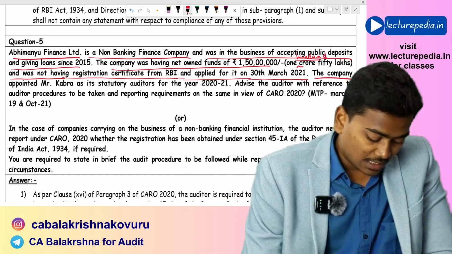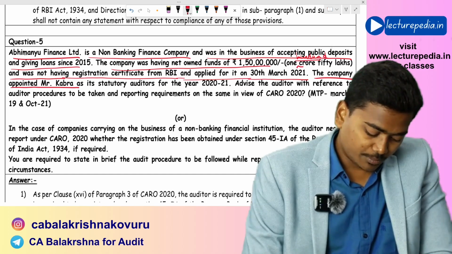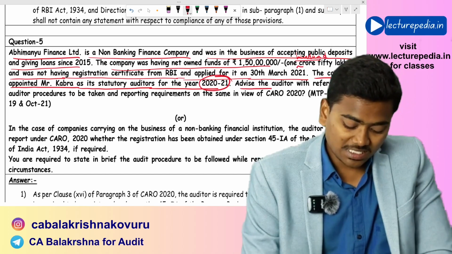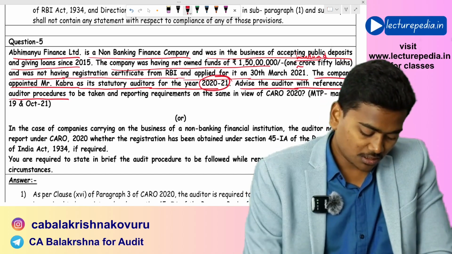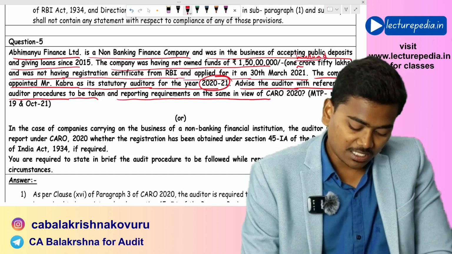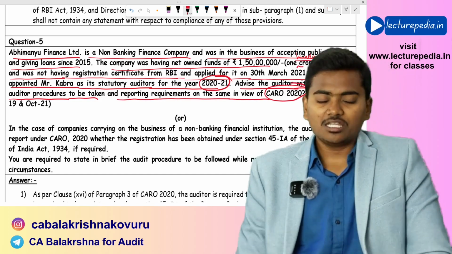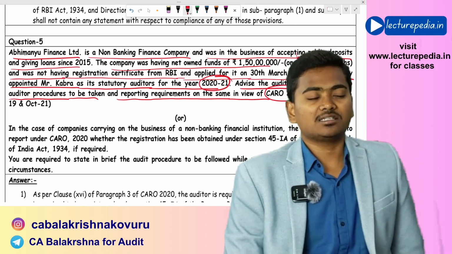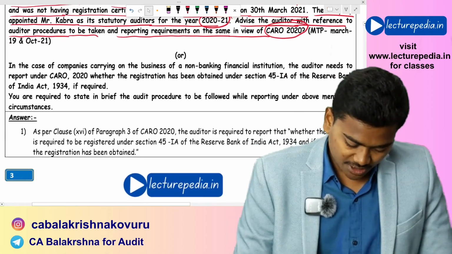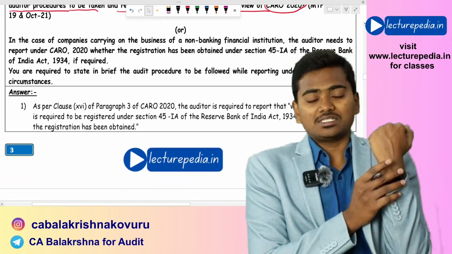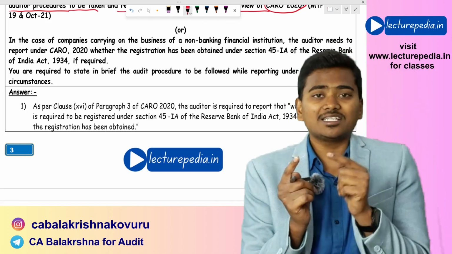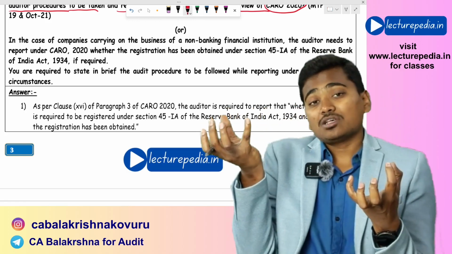And the company appointed Mr. Kabra as its statutory auditor for the year 2021. Advise the auditor with reference to audit procedures to be taken and reporting requirements on the same in view of CARO. Basically, if you see in CARO 2020, clause 16 deals with registration under 45-IA of RBI Act. With respect to that, what are the audit procedures that the auditor has to perform? See, there is a linking between this NBFC and clause 16 of CARO.